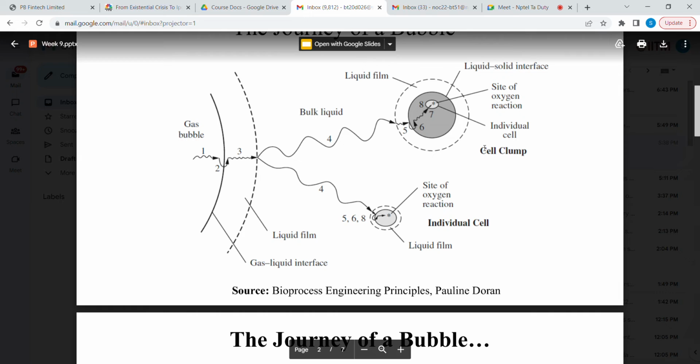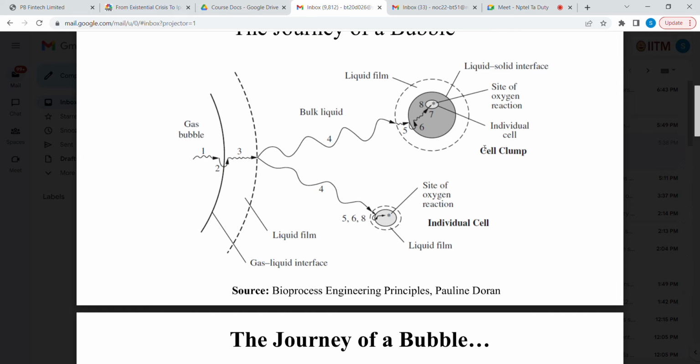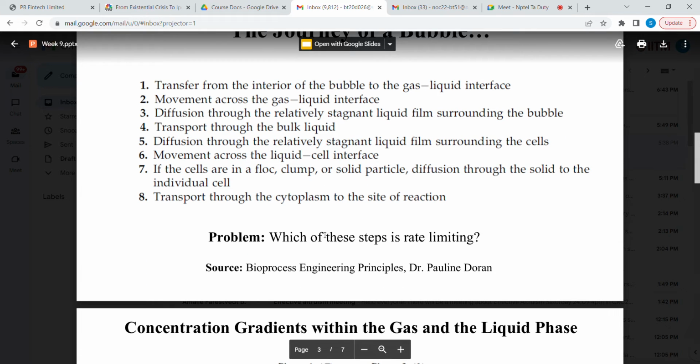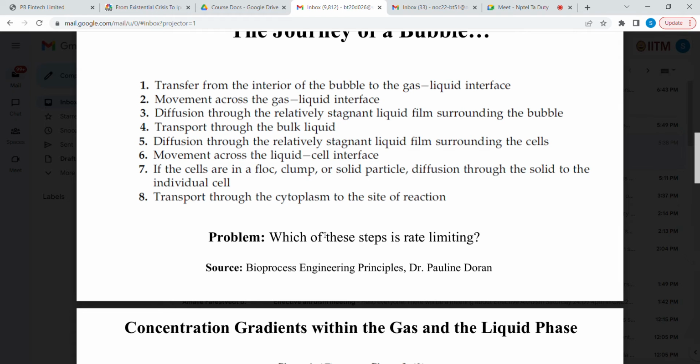And let me put it this way: will it be easier for mass transfer to occur in a cell if it is present as individual cells dispersed finely through the medium, or if it is present as cell clumps? That is one question. Let's first answer this question: which of the steps is rate limiting? I'll give you a minute to think about it. A minute or two.